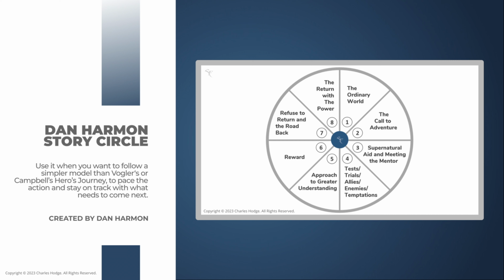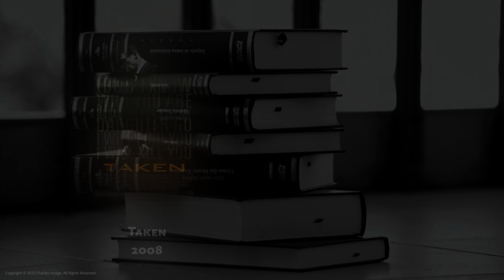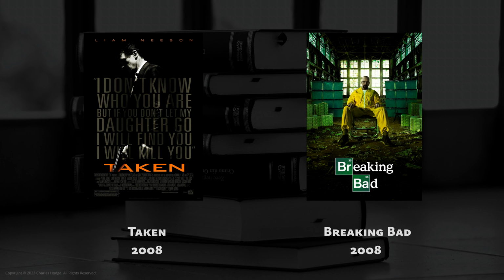It differs from the hero's journey in that its focus is more on the character rather than the journey itself. However, the Harmon Circle and the hero's journey both result in a transformed protagonist. Examples include Liam Neeson's Taken in 2008 and AMC's Breaking Bad in 2008.